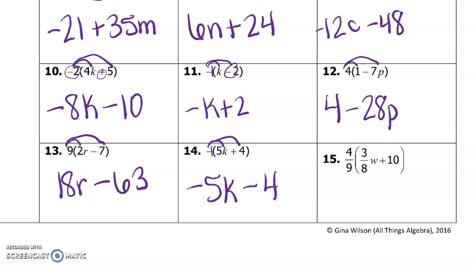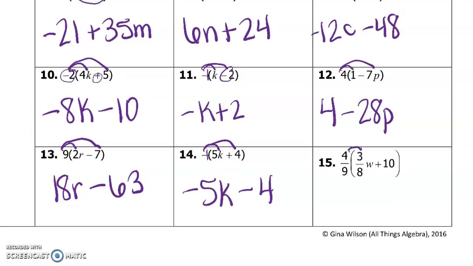Number 15, we have fractions. You're just going to leave them as fractions. So 4/9 times 3/8 gives us 1/6 w. And then 4/9 times 10. You're going to write that as an improper fraction. So plus 40 over 9. Do not write it as a mixed number. Leave it as an improper fraction.